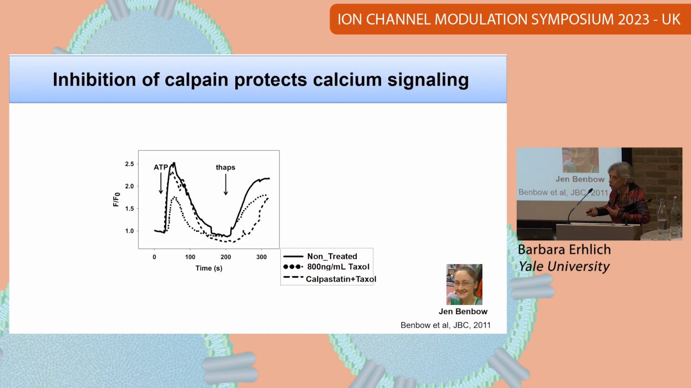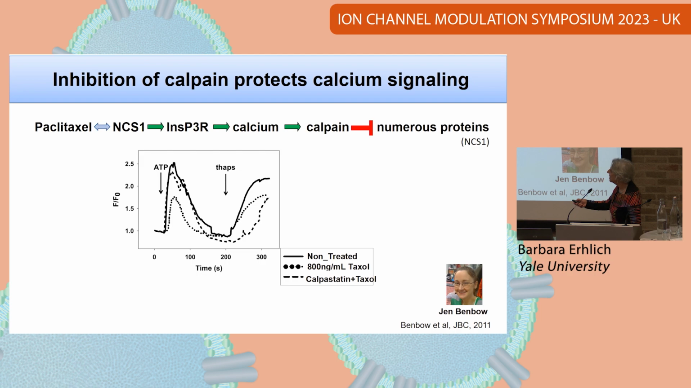How are we sure that it's through this pathway of calpain? Well, what we showed is that this is, again, neuroblastoma cells in a dish. This is a wild type cell. The dotted curve here is a Taxol-treated cell, and you get a diminished calcium. But if you use calpastatin, which is an endogenous antagonist of calpain, you no longer get the loss of the calcium signaling. So you're maintaining calcium normally.